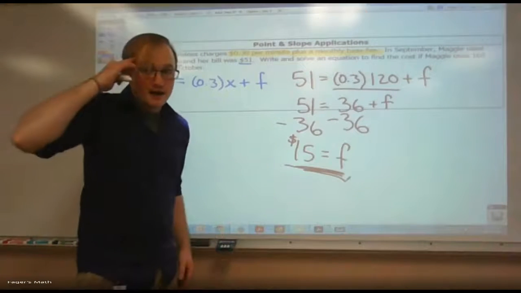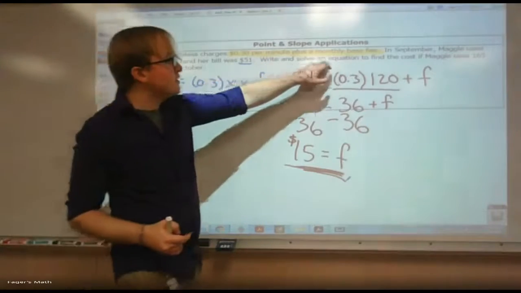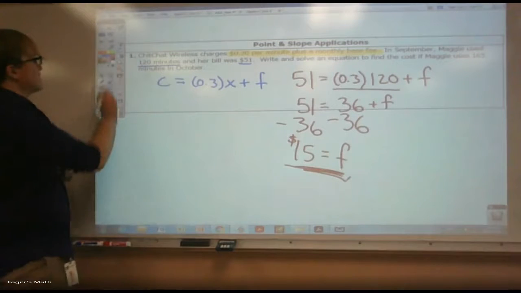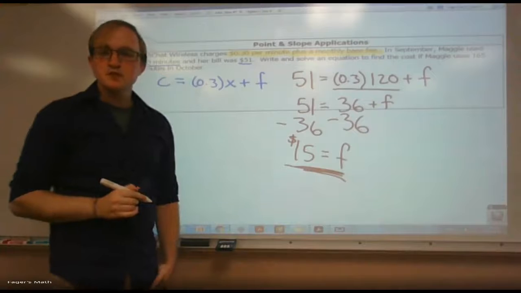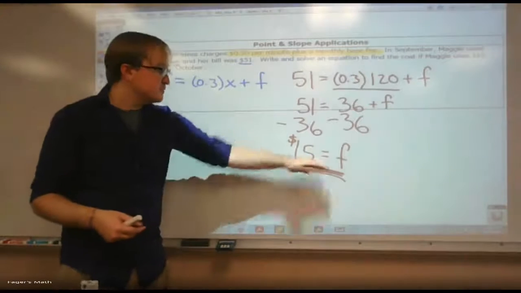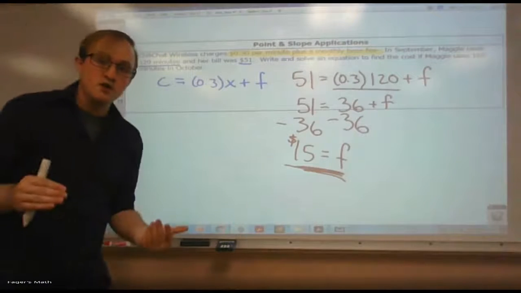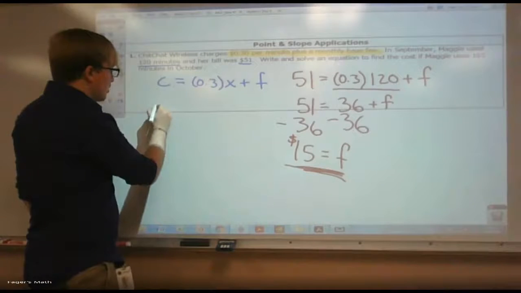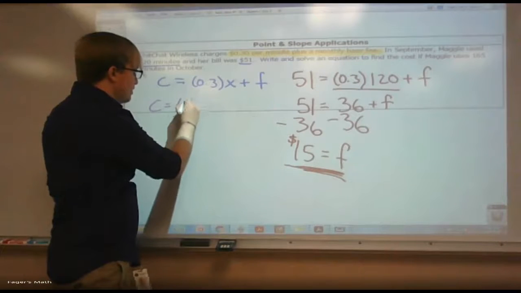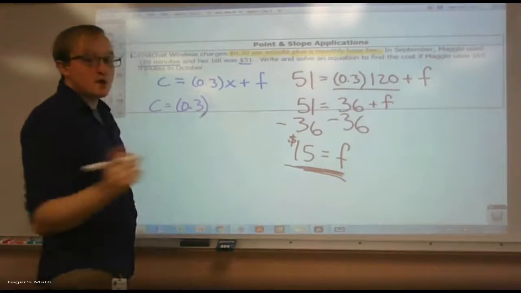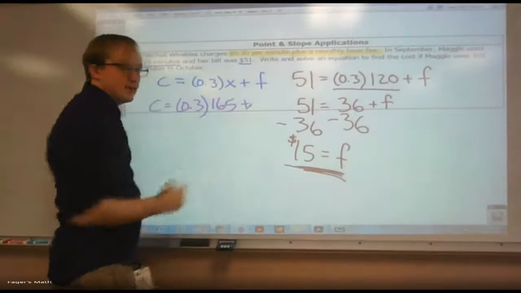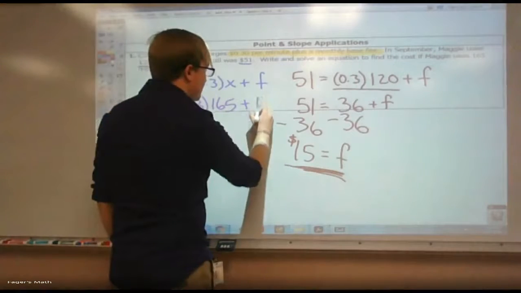Now remember what they want us to find. We're not done yet because they want us to write and solve an equation, find the cost, if Maggie uses 165 minutes in October. So I'm going to switch up colors. Now we're going to rewrite our equation, but we're going to fill in what we know in terms of this base fee and how many minutes she uses. We don't know what the cost is, so that's what we're looking for. So our cost is equal to that minute fee, so 0.3 times however many minutes used, 165. And now we know that the base fee is $15.